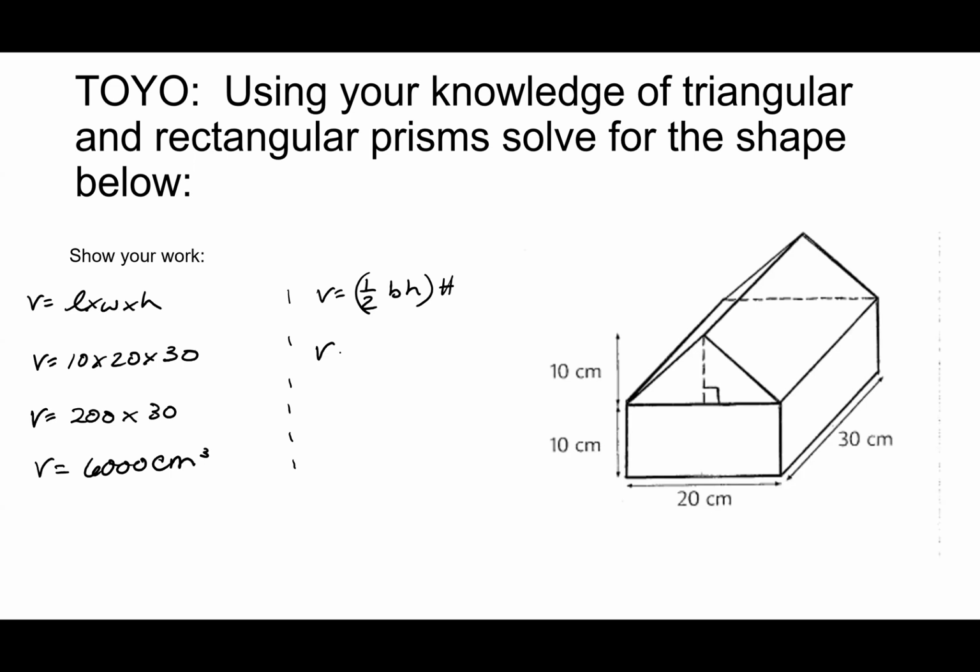Okay, nice job. And then what do I substitute? Okay. One half times what? Okay. Times 20 times 30. Great job.